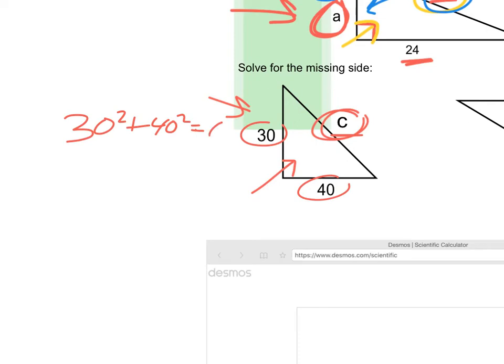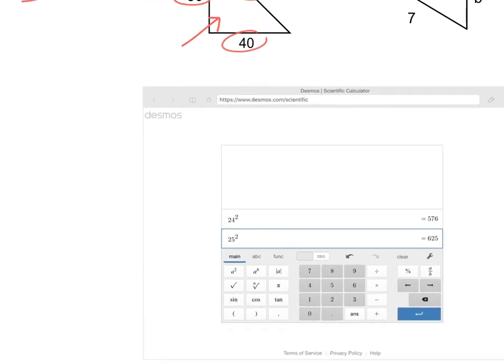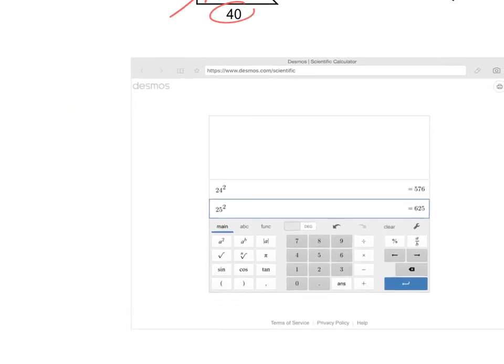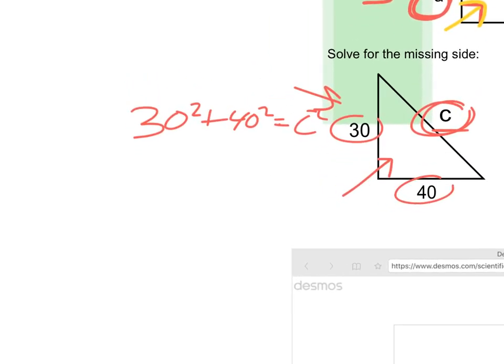30 squared plus 40 squared equals C squared. I'll take a look at this one. Again, we can use our calculator if we need some help. I can punch in 30 squared and 40 squared, but these I happen to know offhand, so I'm just going to keep on moving here. 30 squared actually is 900. Again, you can use your calculator to find that out. I'm okay with that, but that's one I bet you could figure out. 3 times 3 is 9, and then a couple zeros at the end. 900 for this one. 40 squared is 1600, and that all equals C squared.